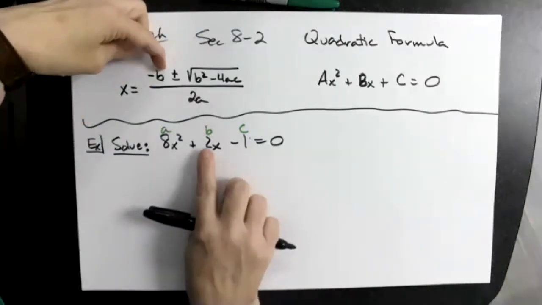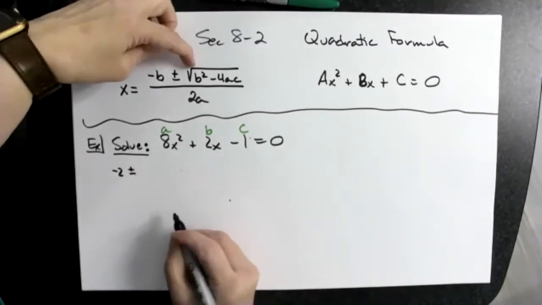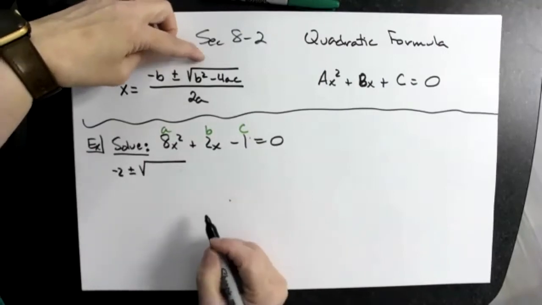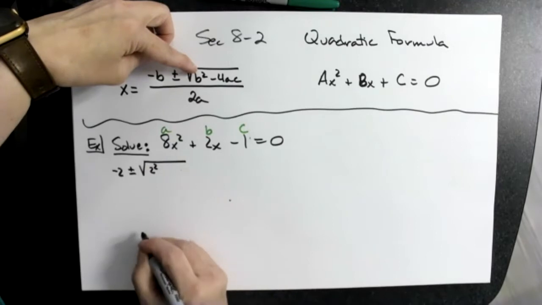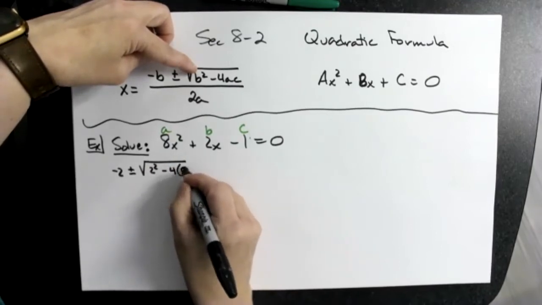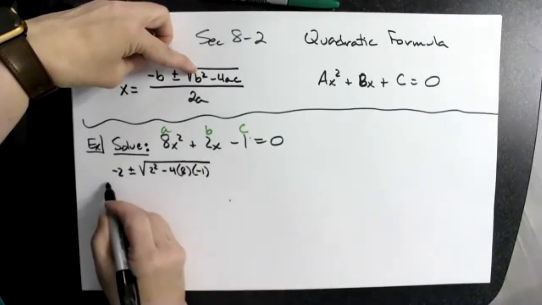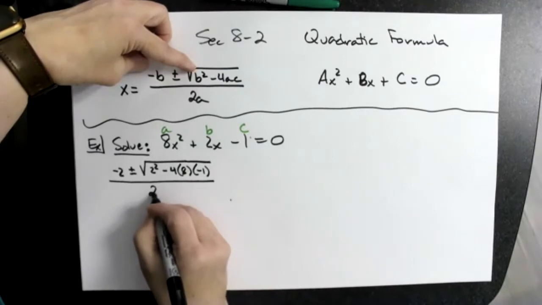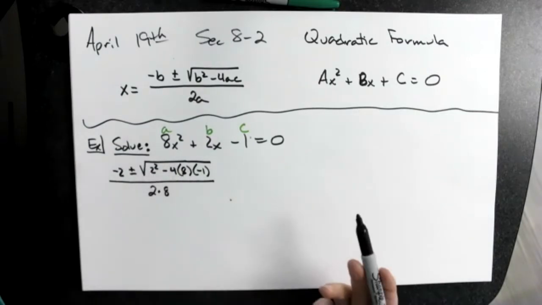This is negative b, so this would be -2, plus or minus the square root of, I plug in b again and I square it. I'm going to go ahead and show it: 2 squared minus 4 times the a value, which is 8, times the c value, which is -1, and then all over 2 times a. If you plug it in like that and you don't do any math ahead of time, then you're clearly going to be able to see if you made a mistake by plugging in the wrong values.